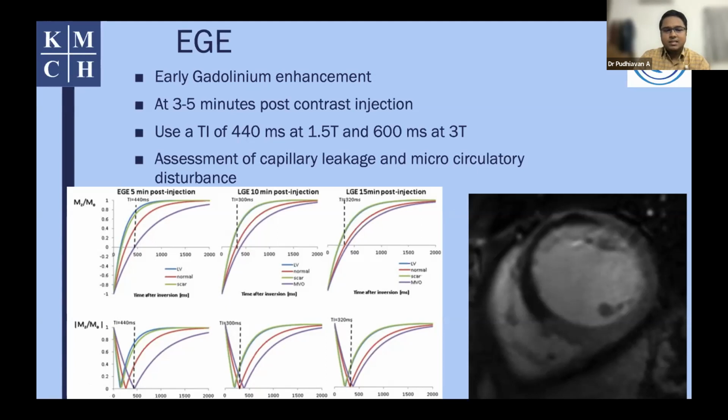So this is the reason that we use a longer TI when we are using an early gadolinium enhancement sequence, so that the differentiation between the areas of MVO, normal myocardium, and scar is much more pronounced, and there is not much mixing of signal intensities when there is an early gadolinium enhancement.